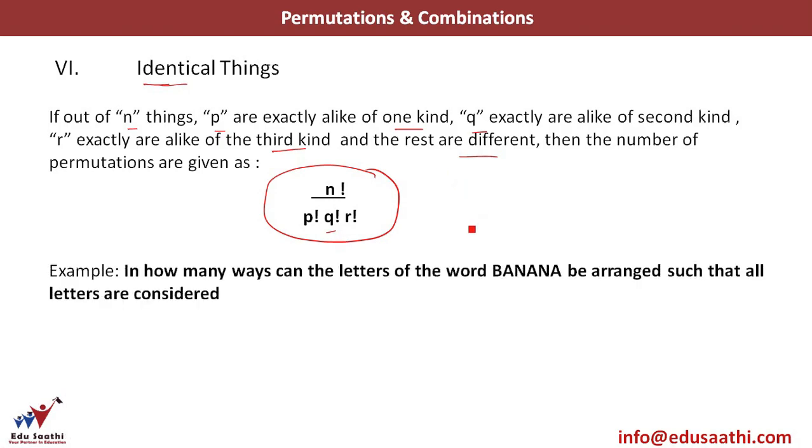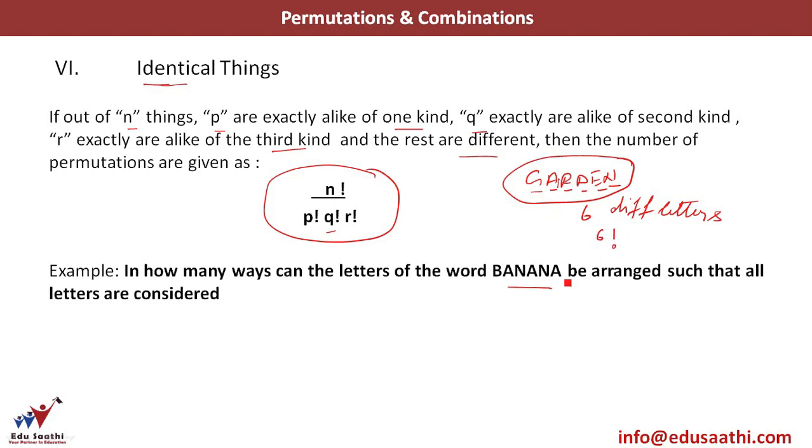In how many ways can the letters of the word banana be arranged such that all letters are considered? So if you remember, we did the word garden in the previous practice questions. Garden. What you notice here is all these 6 letters G, A, R, D, E and N are different. So we had 6 different letters, and the number of ways to arrange these 6 letters when all of them were taken was 6 factorial.